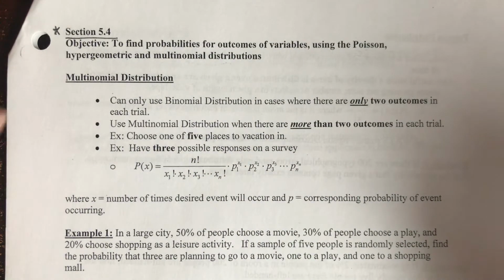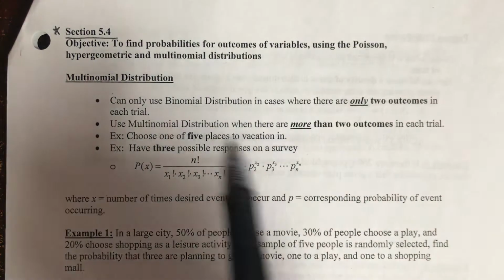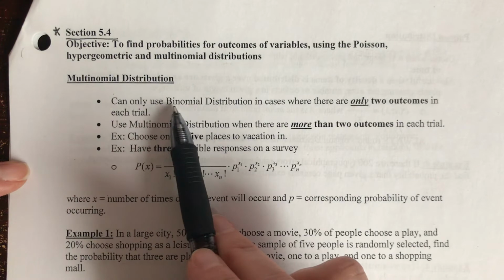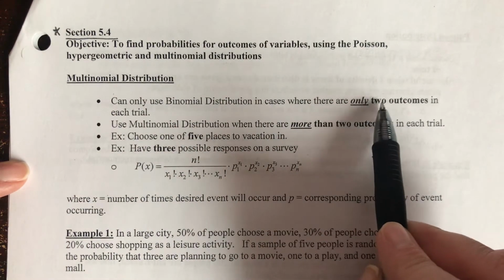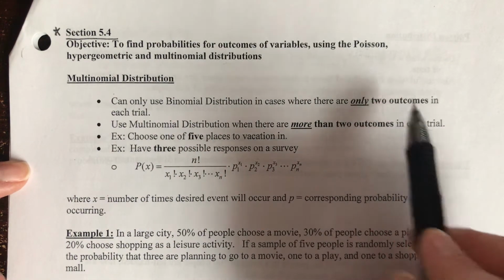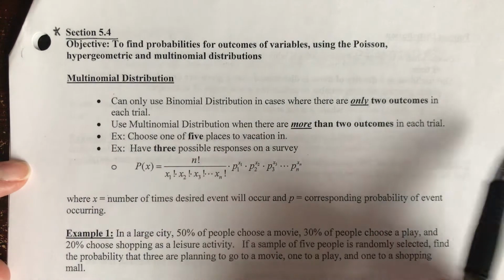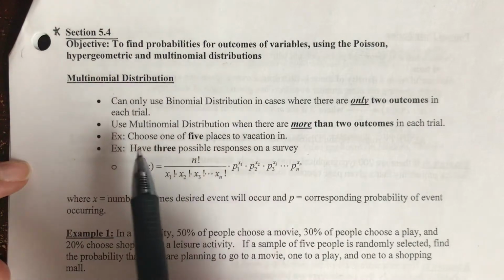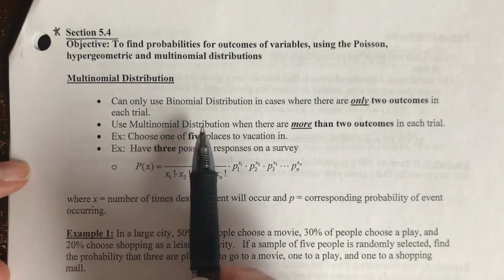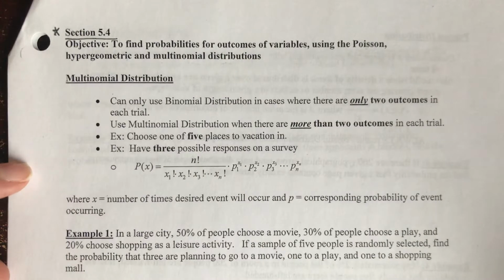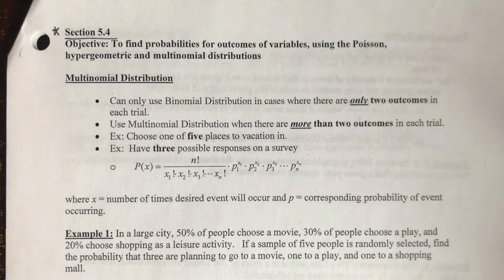So multinomial distribution. We just spent time on section 5.3 talking about the binomial distribution when there's only exactly two outcomes, success and failure. Now, multinomial is when there are more than two outcomes in each trial. All right, so if you have to choose out of 5 places to vacation in, there are 3 possible responses to a survey. Anytime you have multiple categories, more than 2, then you can use the multinomial distribution.